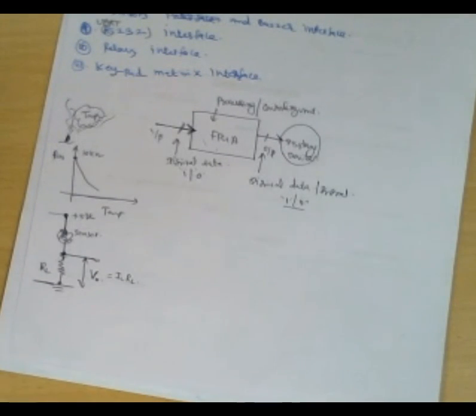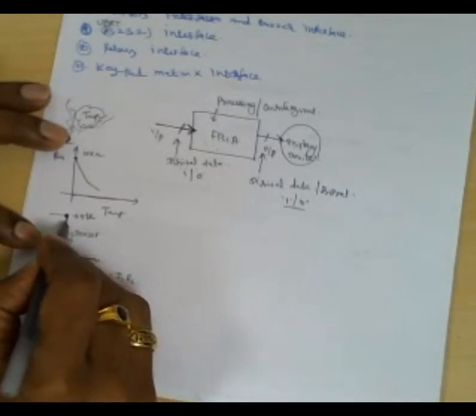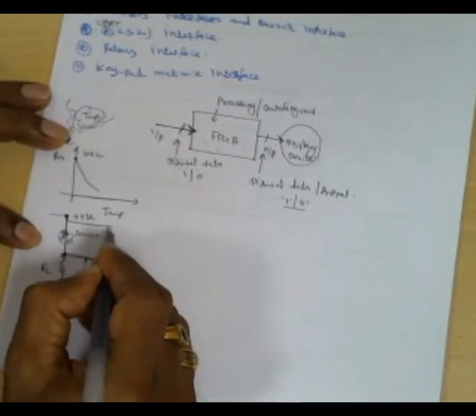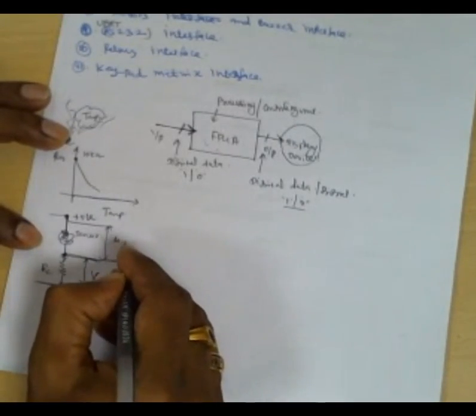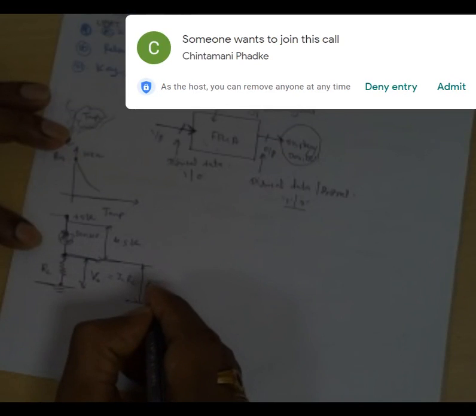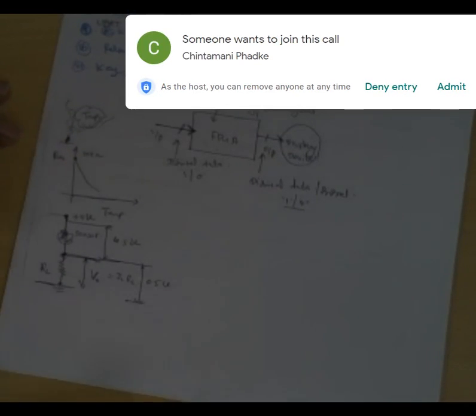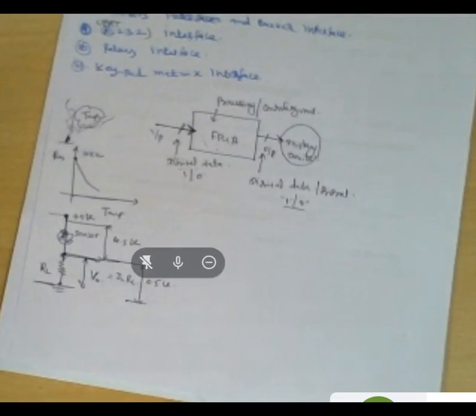But individually, if you measure here and here, and then here and here, for example, this is 4.5 volts, and then this will definitely be 0.5 volts, because now the sensor resistance is more than your load resistance. When the sensor resistance is relatively very high, obviously the voltage drop across the sensor is higher than the voltage drop across your load resistance.